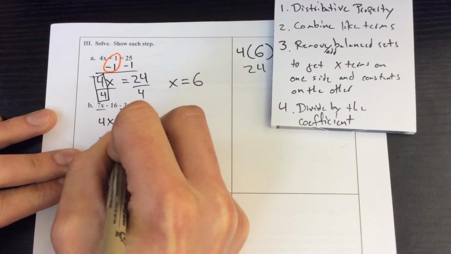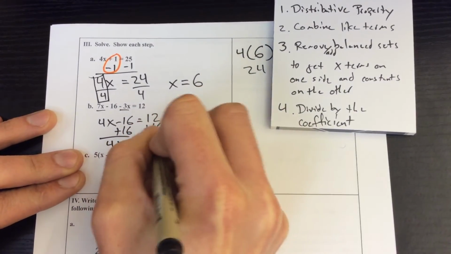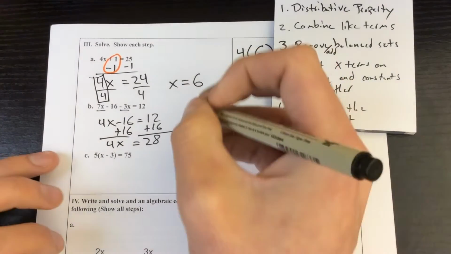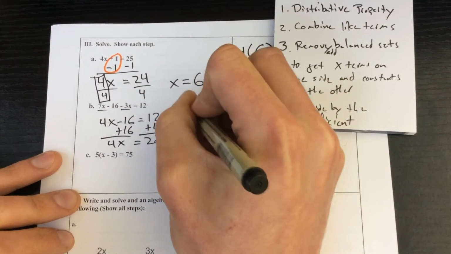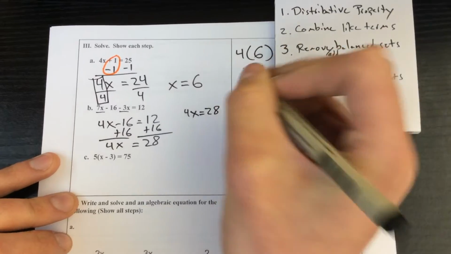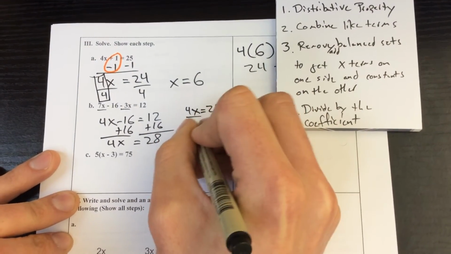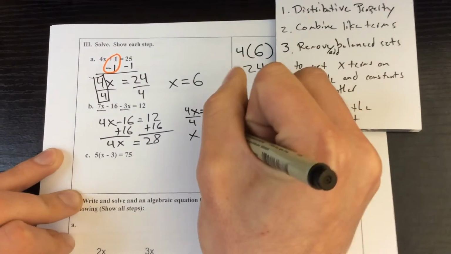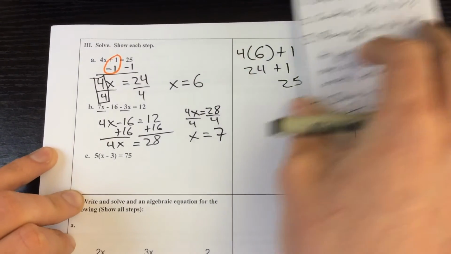I get 4x equals 28. And then finally divide by the coefficient. I'm going to go ahead and move this up here. I'm sorry about the amount of spacing on this. So we're going to divide both sides by 4, and x equals 7. Took me a second to get that one there.